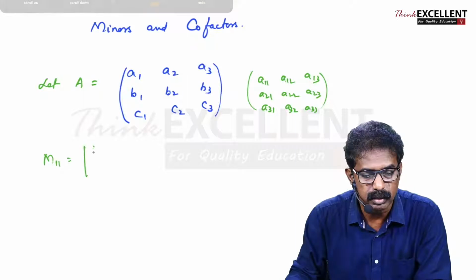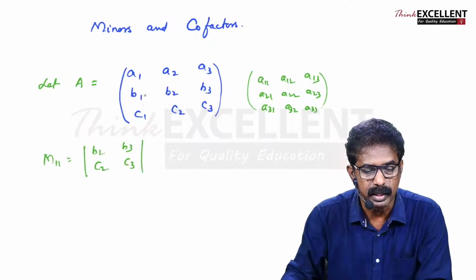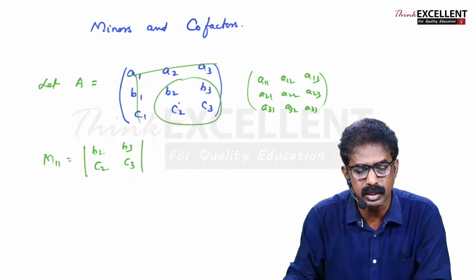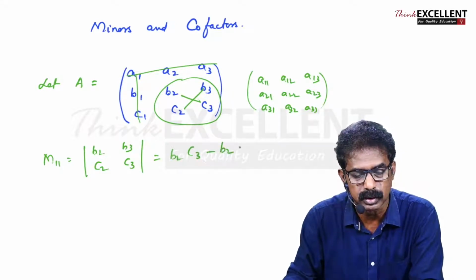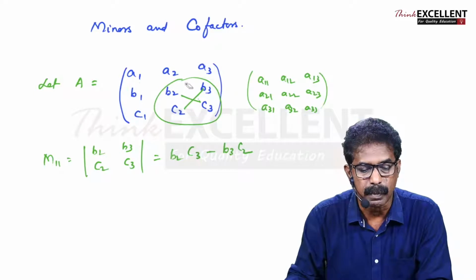So the determinant B2, B3, C2, C3. That is the minor of the first element: leave the row and column, and simplify this one. Straight also you can do it: multiply these two, then multiply the other two. So B2 C3 minus B3 C2. Like this you can find the minor.